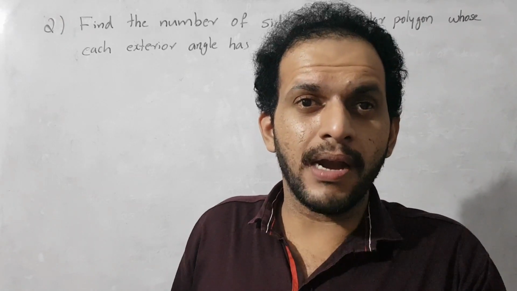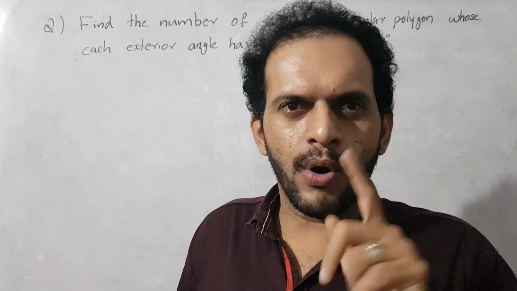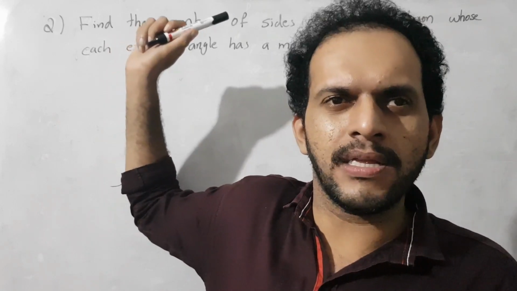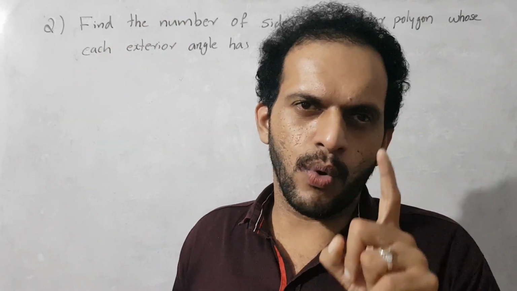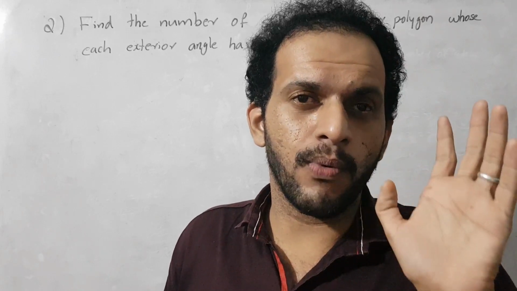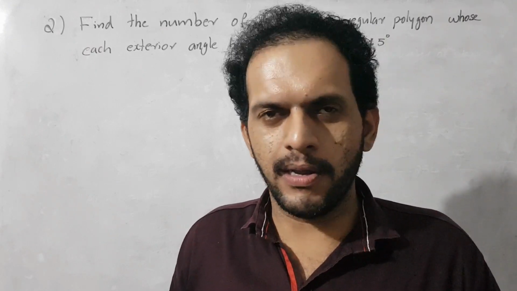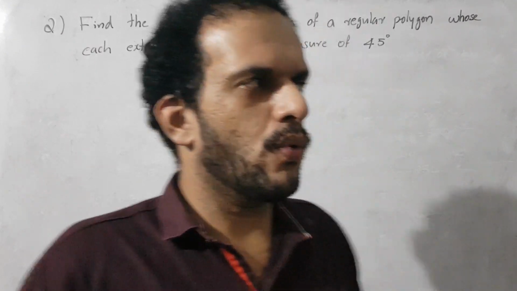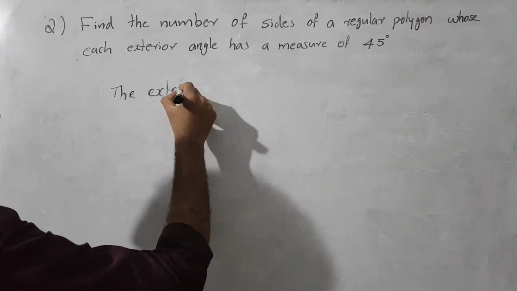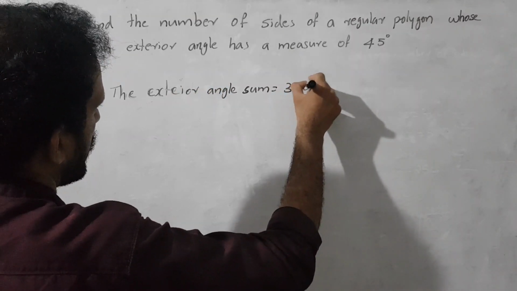So here we know the idea what is the total of exterior angle sum, and we know what is one angle measurement. Now it is given what is the one exterior angle measurement. So it is possible to find out how many exterior angles that polygon has. That number is equal to the number of sides. Is it clear? That is the idea. So how do we start? We start with exterior angle sum is equal to 360 degree.